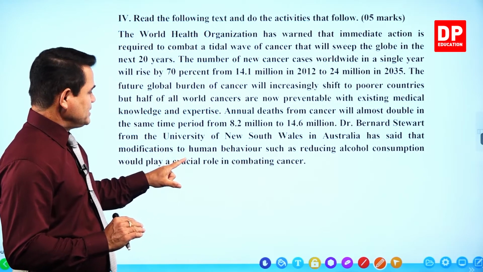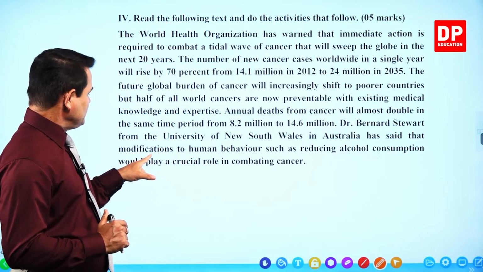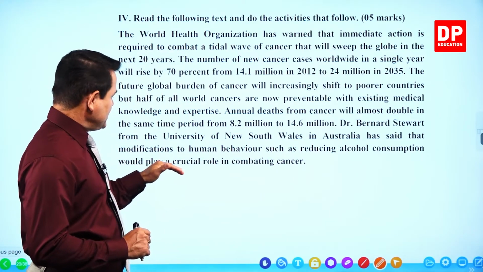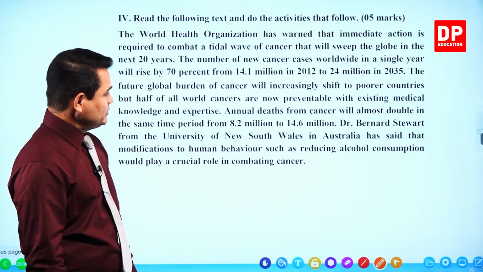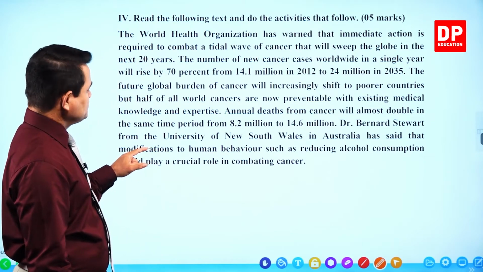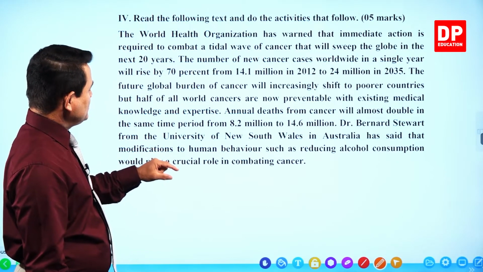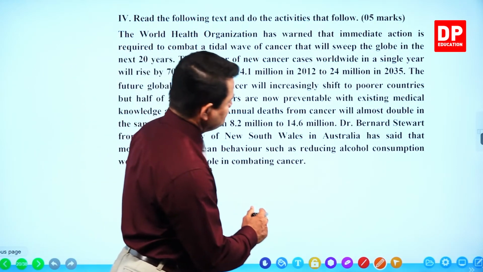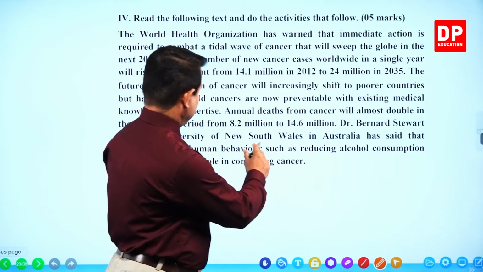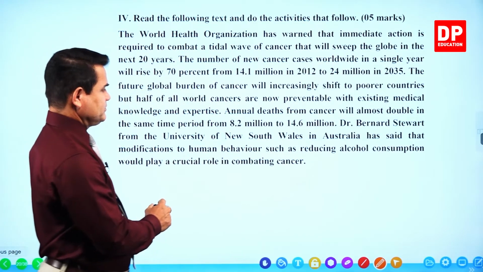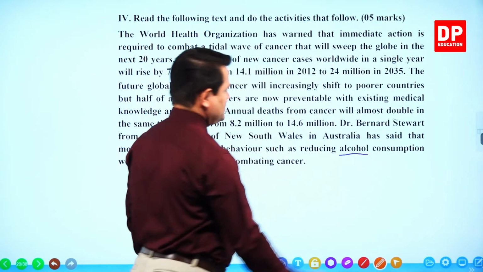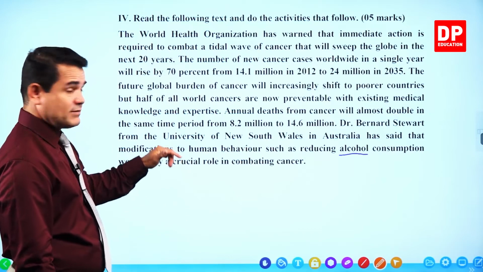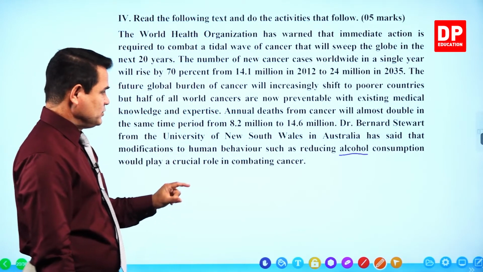And not only that, it said that modifications to human behavior such as reducing alcohol consumption would play a crucial role in combating cancer. And also smoking was there. Alcohol consumption, and so there you found one reason. And also you notice, if you read this once again, we read earlier, smoking was also there.